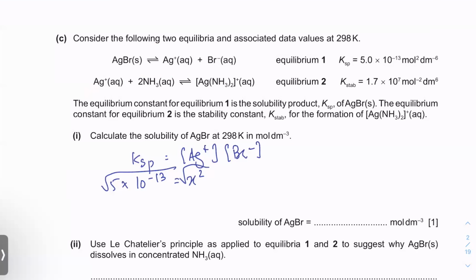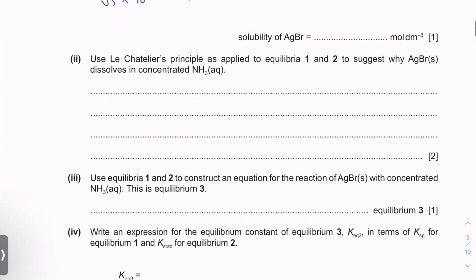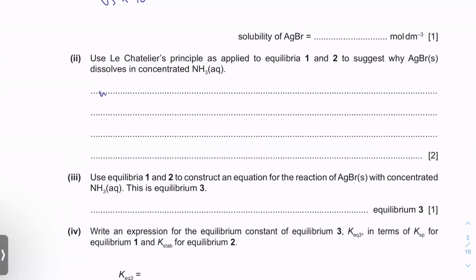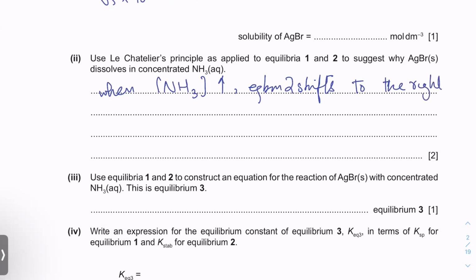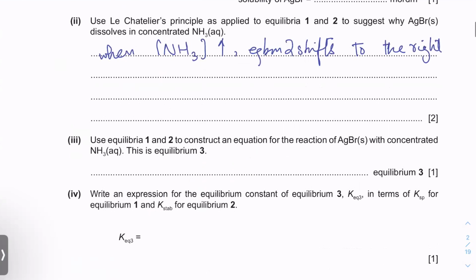So that is why we know that when the concentration of ammonia increases, equilibrium 2 shifts to the right. And what is the impact of this? Silver ion concentration will decrease, which is going to impact this equilibrium. So the silver ion concentration decreases, so equilibrium 1 shifts right again.